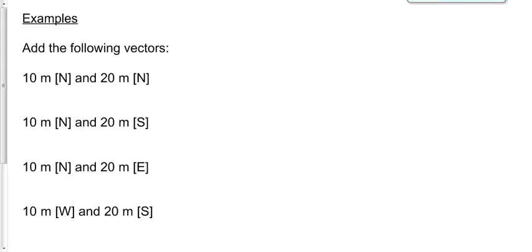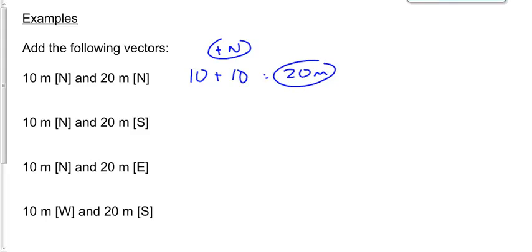All right, we're going to add a few vectors together as examples. The first one here, 10 meters to the north and 20 meters to the north. We know how to do this, right? This is easy. This is grade 6 math. It's all in the same dimension, so we don't have to draw a picture of this. We just say 10 plus 20, if we define north as positive, is equal to 30 meters to the north.